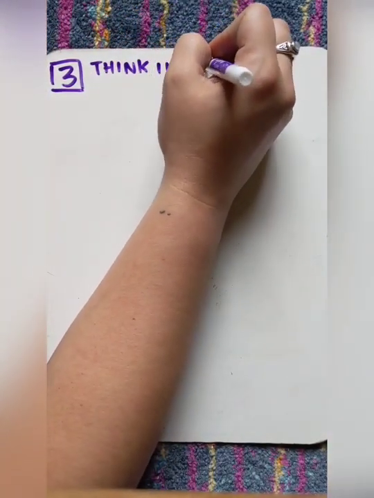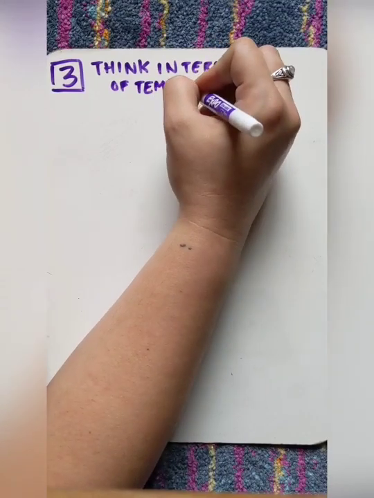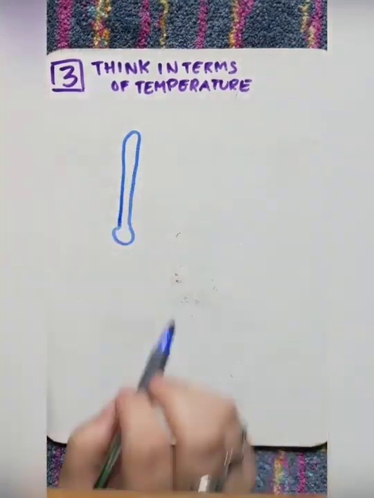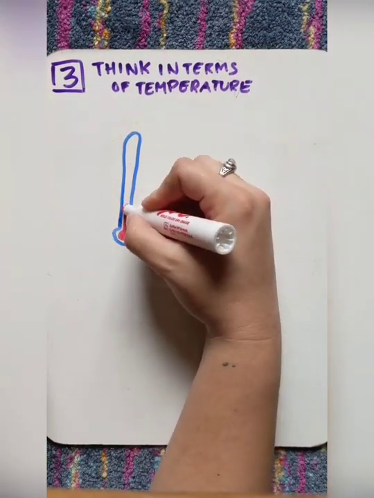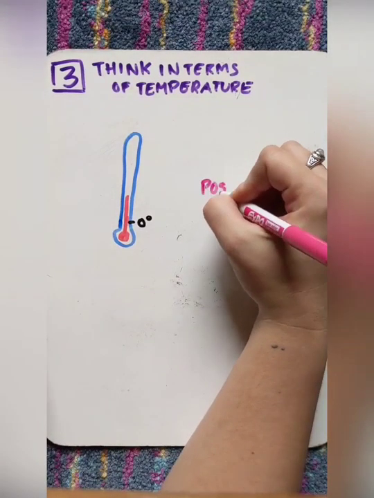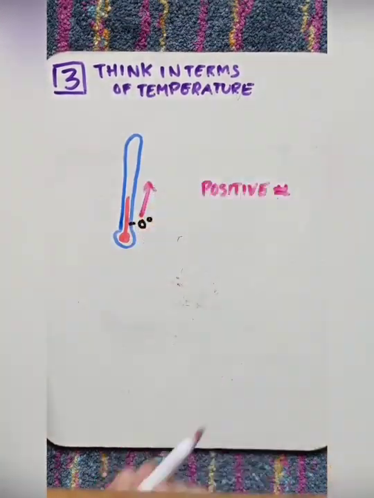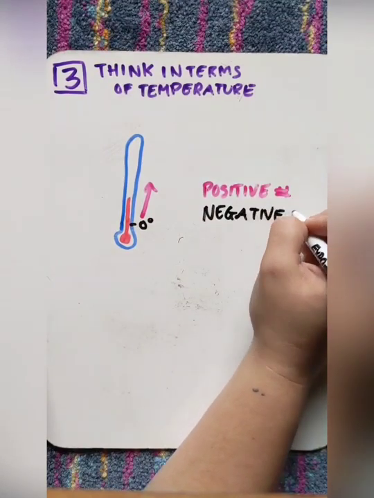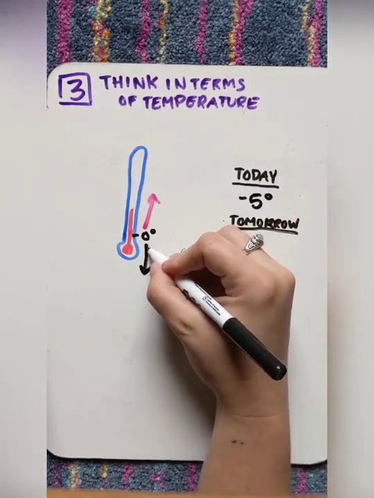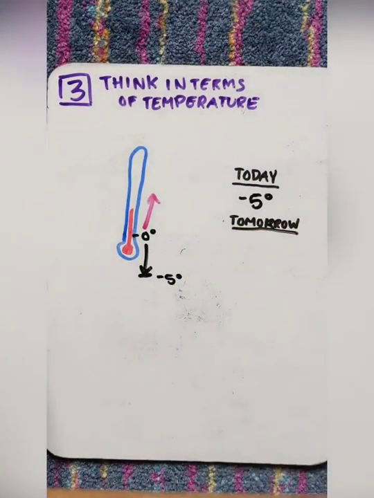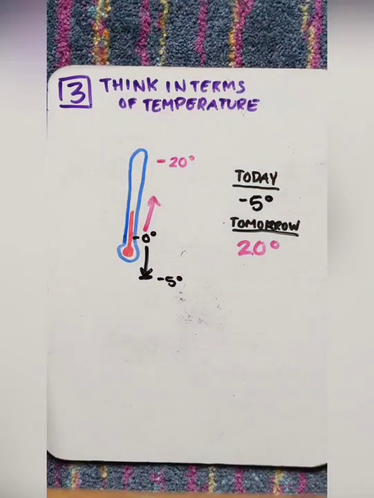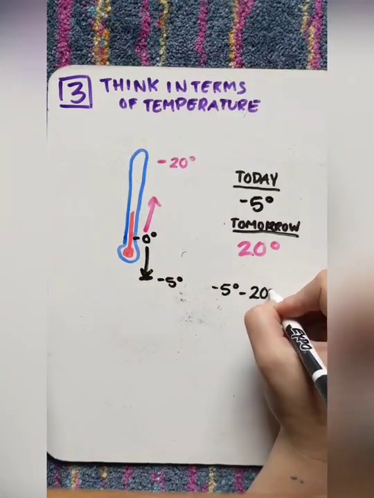Number 3. Think about the equation in terms of temperature. It might be easier to solve simple equations if you think of them in terms of temperature. In this case, positive numbers are temperatures above 0 degrees, and negative numbers are temperatures below 0 degrees. For example, if it is -5 degrees today, and will be 20 degrees tomorrow, the difference in temperature would be -25 degrees.